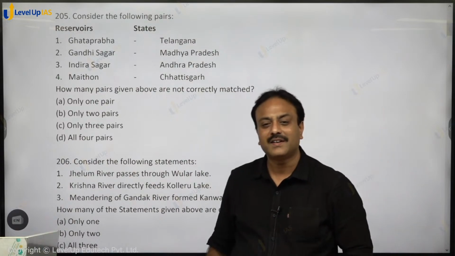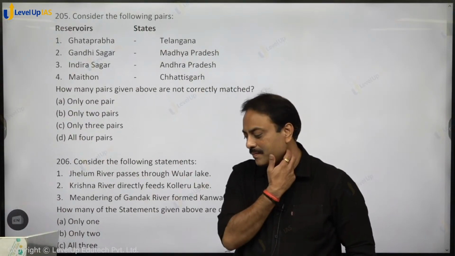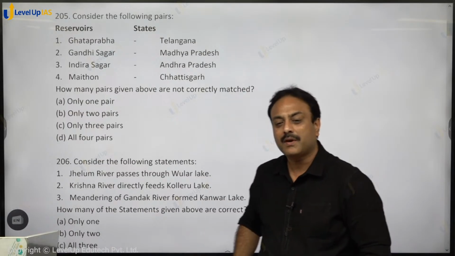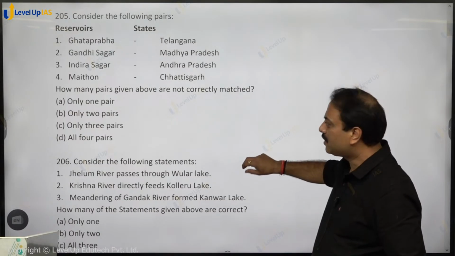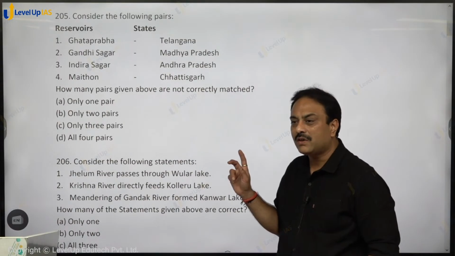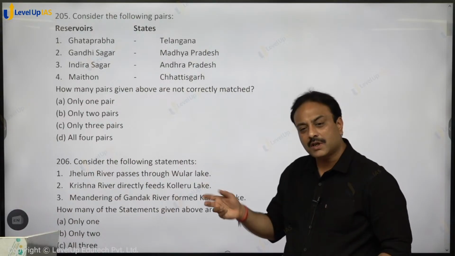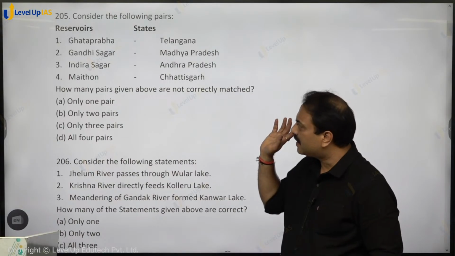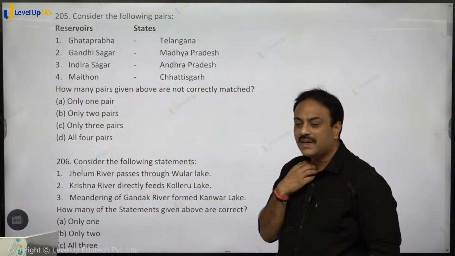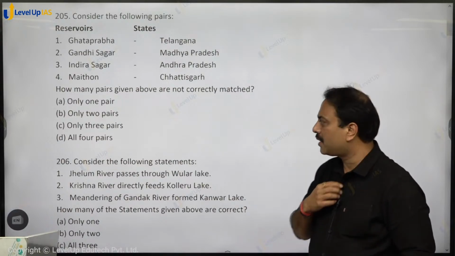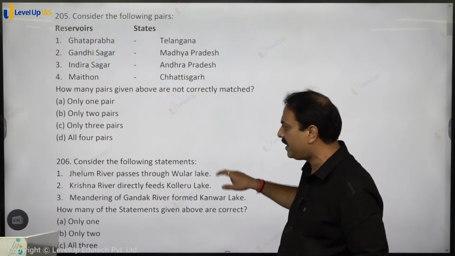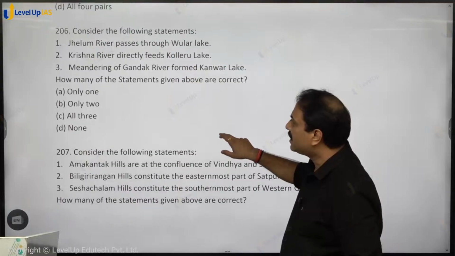Let me recall if I can. Mathon is on which river? Barakar. It is on river Barakar. Indira Sagar is on Narmada. Gandhi Sagar is on Chambal. Ghatprabha is on Ghatprabha. Ghatprabha lies in Karnataka. Gandhi Sagar, Madhya Pradesh is correct. Indira Sagar lies in Madhya Pradesh. Mathon lies in Jharkhand on river Barakar. So only 3 pairs are incorrectly matched. So option C. It is asking for incorrect, right? C for cat is the right answer.